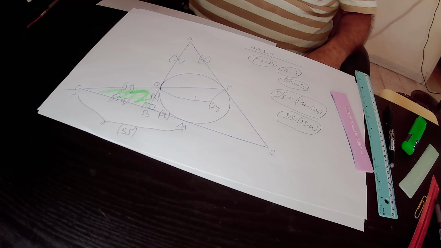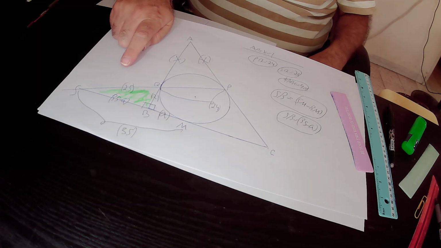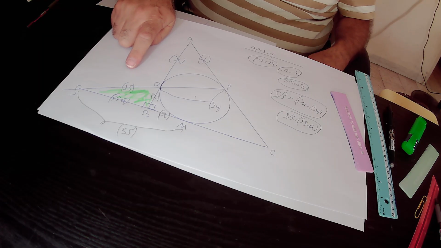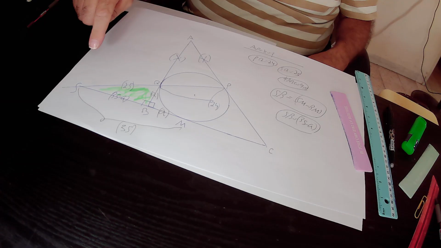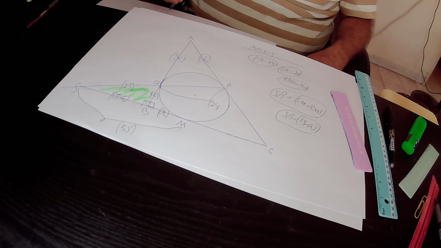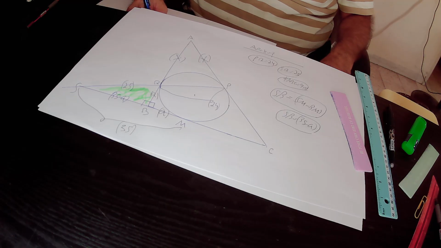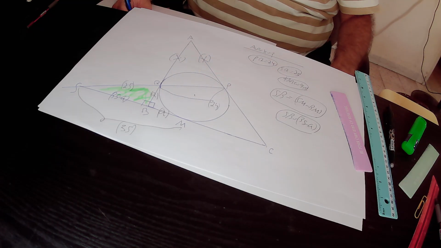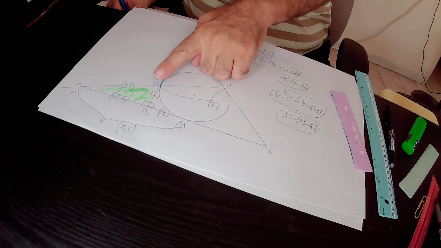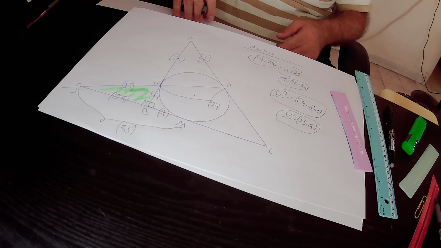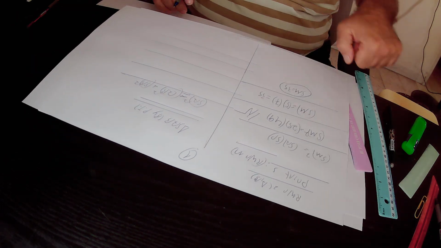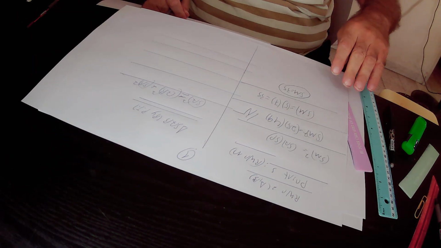So according to the Pythagoras theorem, in this right triangle SQB, SQ square, that is the square of the hypotenuse, equals QB square plus BS square. So write it down: SQ square equals QB square plus SB square. And again, in this right triangle SQB, according to the Pythagoras theorem, SQ square equals QB square plus SB square.